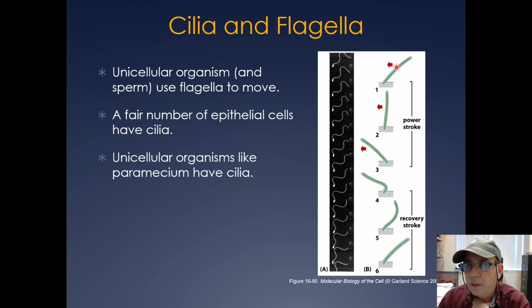And so here's basically how the cilia function. You have a power stroke where it gets pushed and it's force generating, and then it curls back on itself and moves forward for a second power stroke. And that allows a paramecium to move and swim around. You can almost think of it like a swim stroke, if you want to use that analogy.